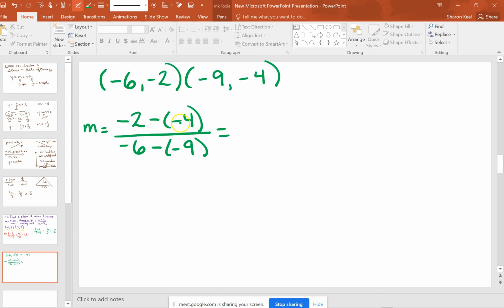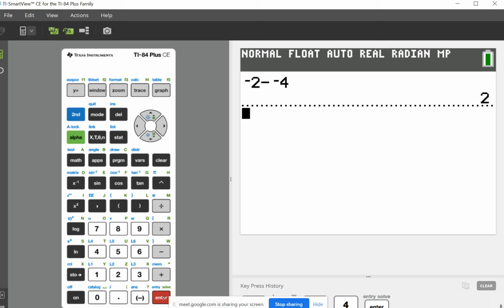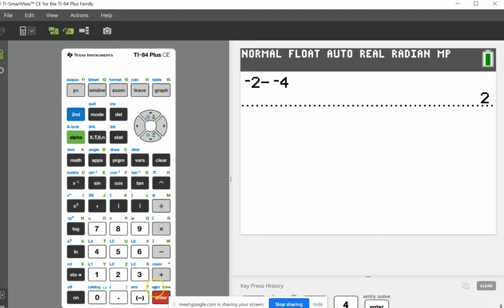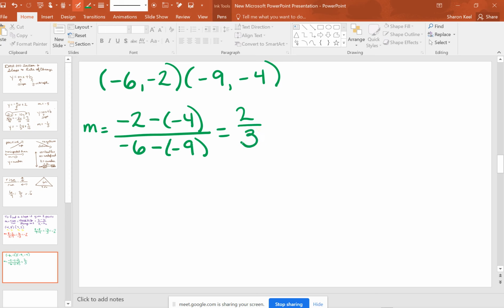Now, minus a negative becomes plus a positive. The common mistake is when people see the minus, they might write -2 minus 4, but not put minus -4. If you'd like, when you use your calculator, just do -2 minus -4. It'll do all the work for you, and that is a +2. We have -6 minus -9. So -6 minus -9 would give us a +3. So for this particular one, our slope is going to be +2/3.